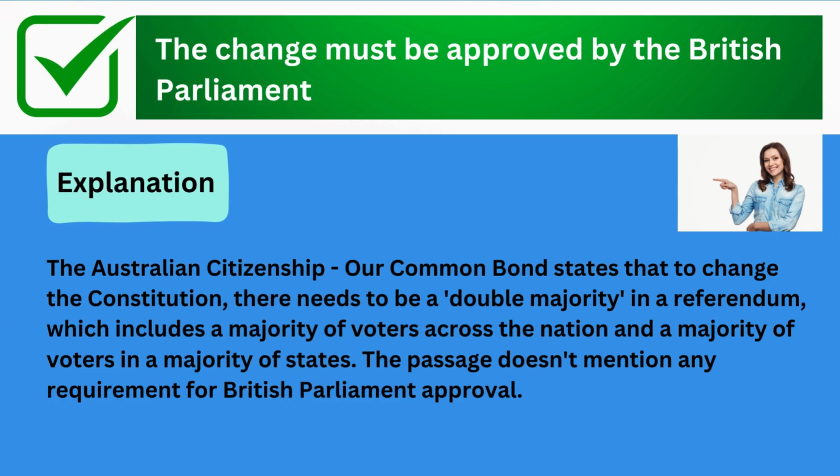The correct answer is the change must be approved by the British Parliament. Explanation: the Australian Citizenship, Our Common Bond, states that to change the Constitution, there needs to be a double majority in a referendum, which includes a majority of voters across the nation and a majority of voters in a majority of states. The passage doesn't mention any requirement for British Parliament approval.